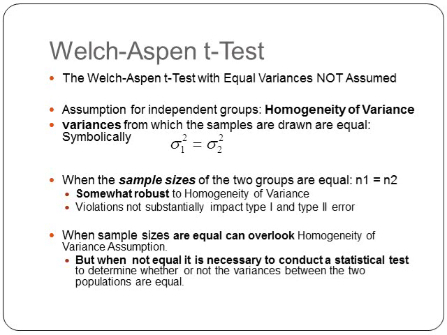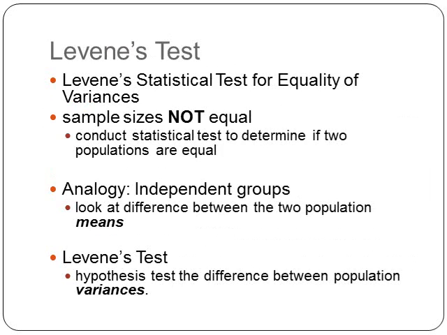If the variances are considered equal, then you can use the test for equal variances. When they're not, use the test when equal variances are not assumed. Levene's test tests the equality of variances. This is conducting a statistical test to determine if the two population values are equal using the sample data.